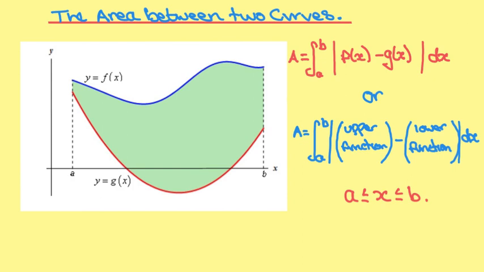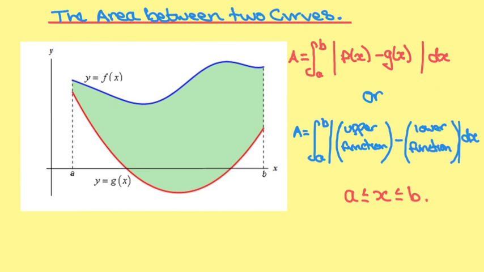In this video, we want to find the area between two curves. If you take a look at the diagram, we've got two curves, y equals f of x in blue and y equals g of x in red. We want to find the area between the two curves, the area shaded green, between the limits a and b.